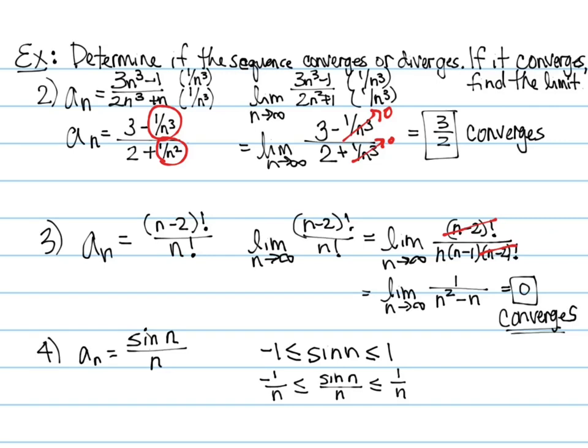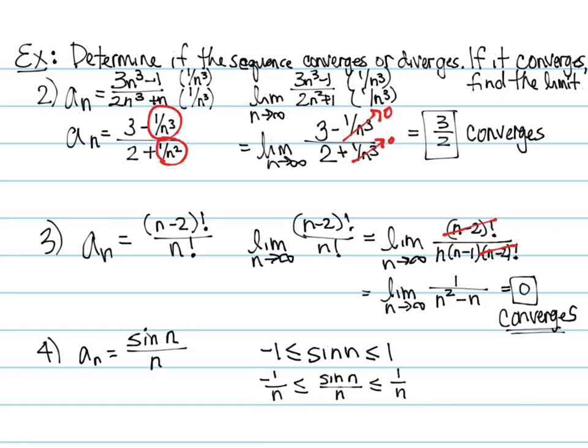Okay. But we already talked about this. What's the limit of -1 over n as n goes to infinity? It's 0. What's the limit of 1 over n as n goes to infinity? It's 0. And where is sine? Squeezed in between, isn't it? So it has to be 0 as well.